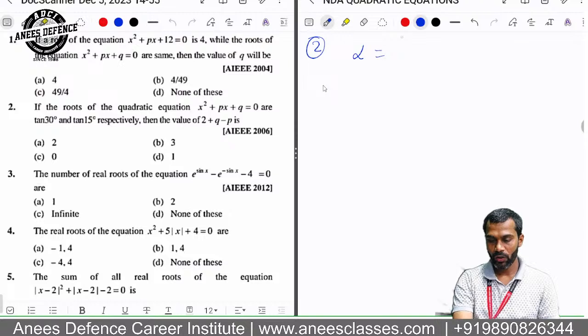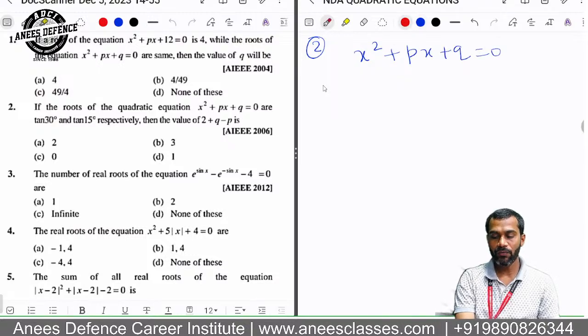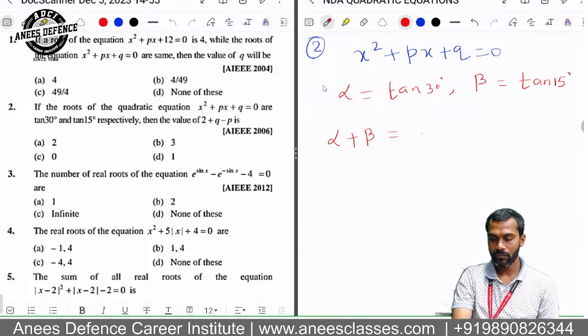Alpha is, what is the equation? Tell me. x square plus px plus q is equal to 0. And what is alpha? Alpha is tan 30, yes or no? And beta is tan 15, yes or no? So what is alpha plus beta? Minus p. What is alpha into beta?